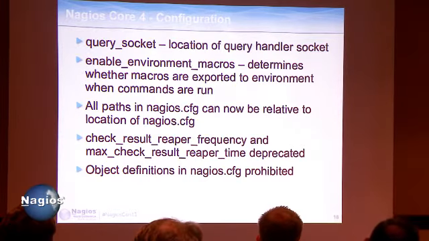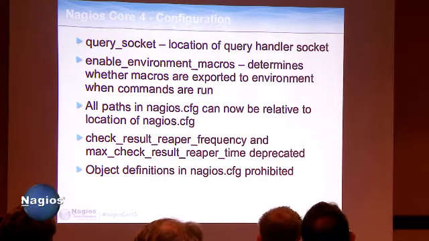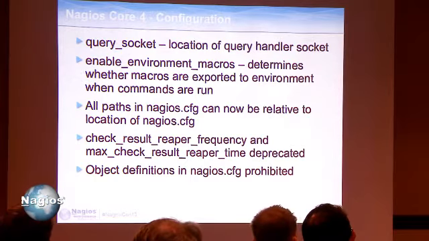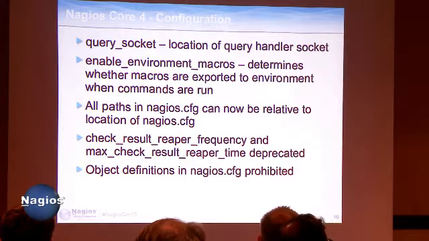Another change is that all of the paths in the main nagios.cfg file can now be relative to the location of that file. So if you're in an environment where you have some test setups, so you have multiple configs for different test setups, you can simply have Nagios config at different locations in your directory tree, and then all of the files can be relative to that.